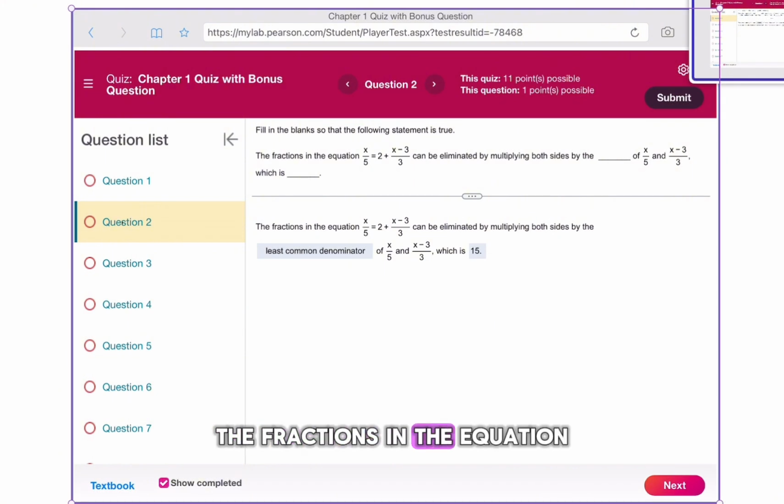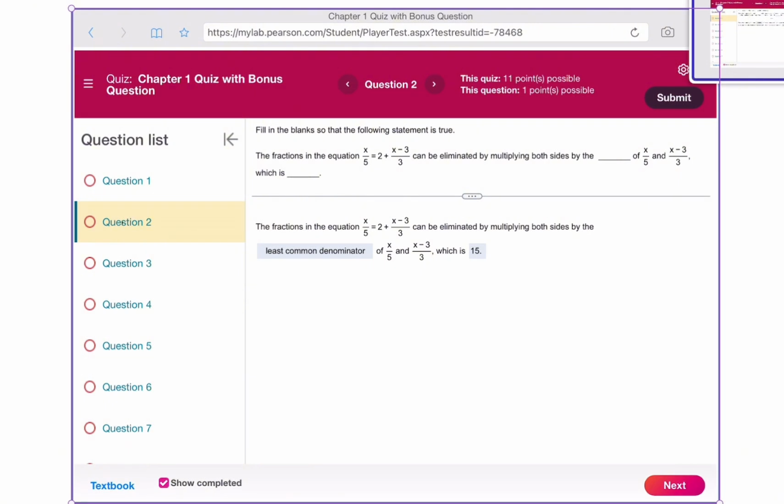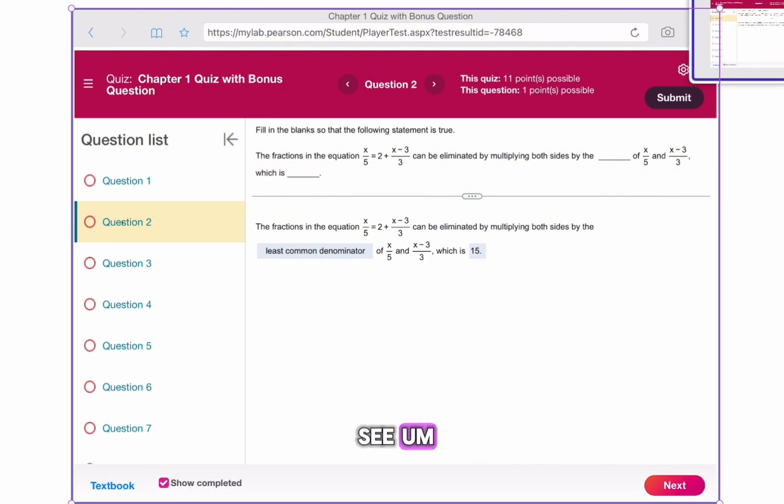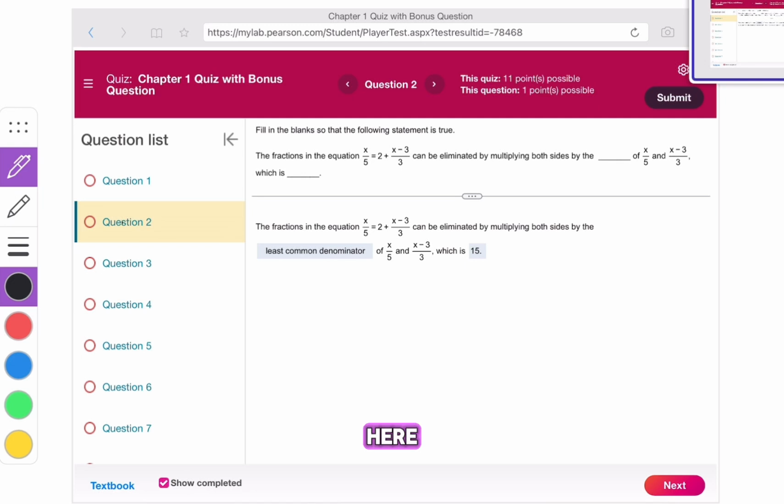The fractions in the equation x over 5 equals 2 plus x minus 3 over 3 can be eliminated by multiplying both sides of the equation by. So, the first thing that you want to do is figure out what the common denominator is. So that would be 15, as you can see here.